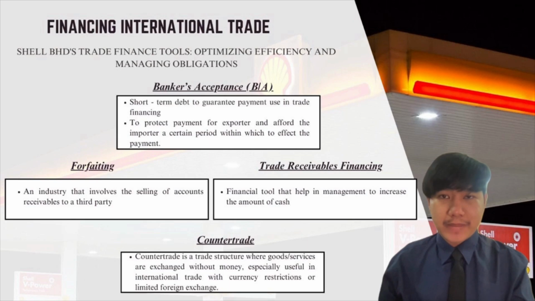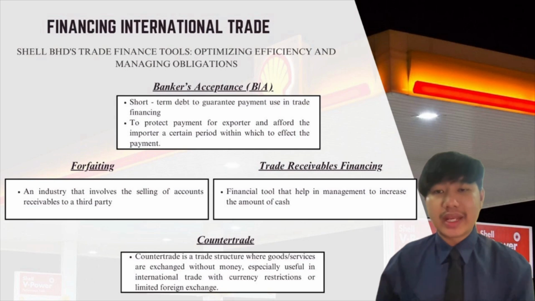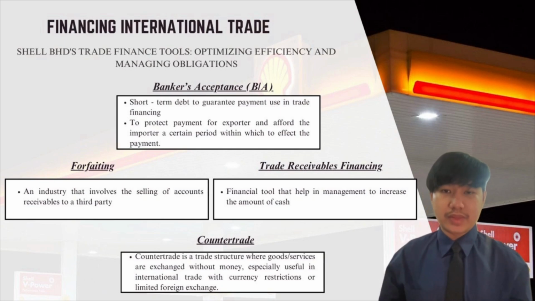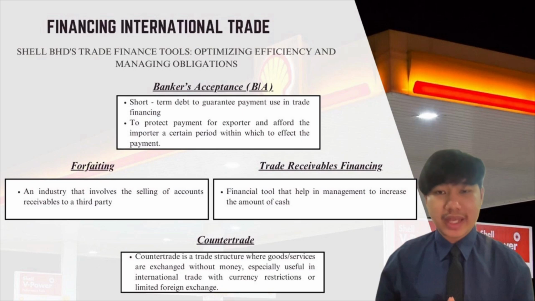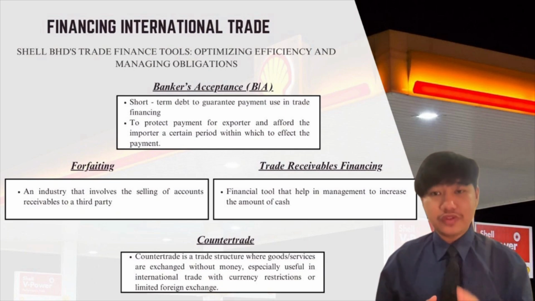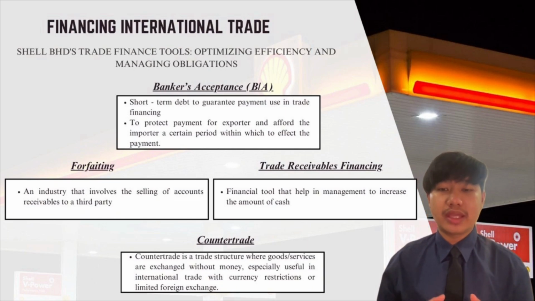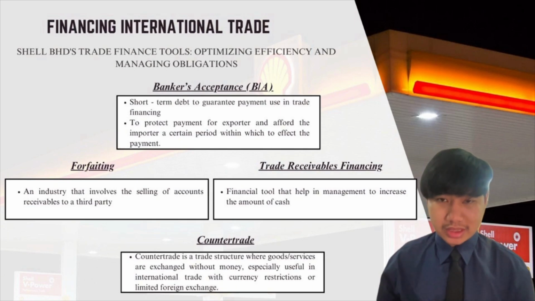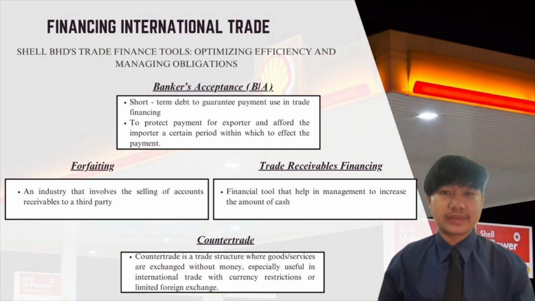The third one is trade receivable financing, a financing tool that helps management increase the amount of cash available for its use by selling its trade receivables. It generates funds necessary for working capital without waiting for the payment of invoices from customers. An example is Shell's transactions with its counterparts on the global market, as an upstream and downstream global oil and gas company with an additional offering of renewable energy products.